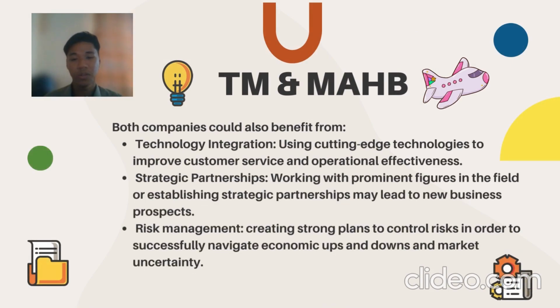So both companies could also benefit from, first, technology integration, using cutting edge technology to improve customer service and operational effectiveness. Next, strategic partnership. Working with prominent figures in the field or establishing strategic partnerships may lead to new business prospects. Next, risk management. Creating strong plans to control risk in order to successfully navigate economic ups and downs and market uncertainty. Telekom Malaysia Berhad and Malaysia Airport Holdings Berhad can use the recommendations as a springboard to improve their long-term viability, operational effectiveness, and financial stability.